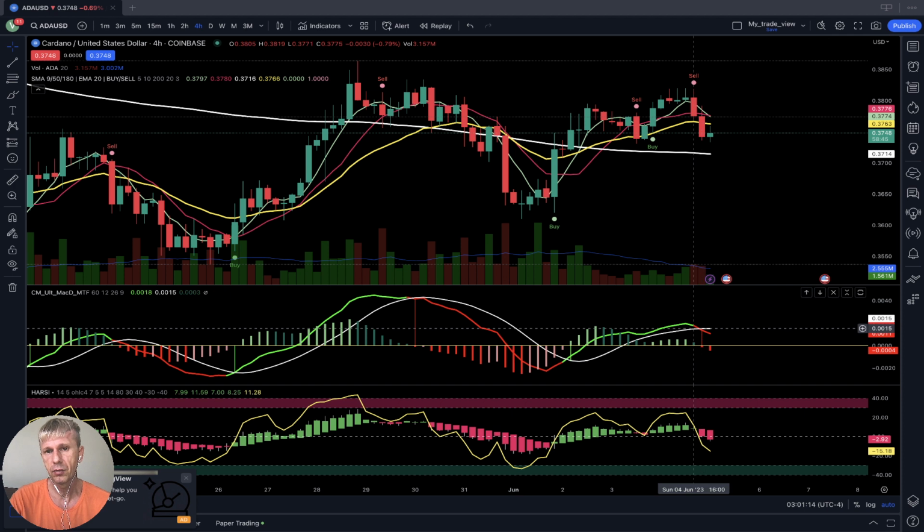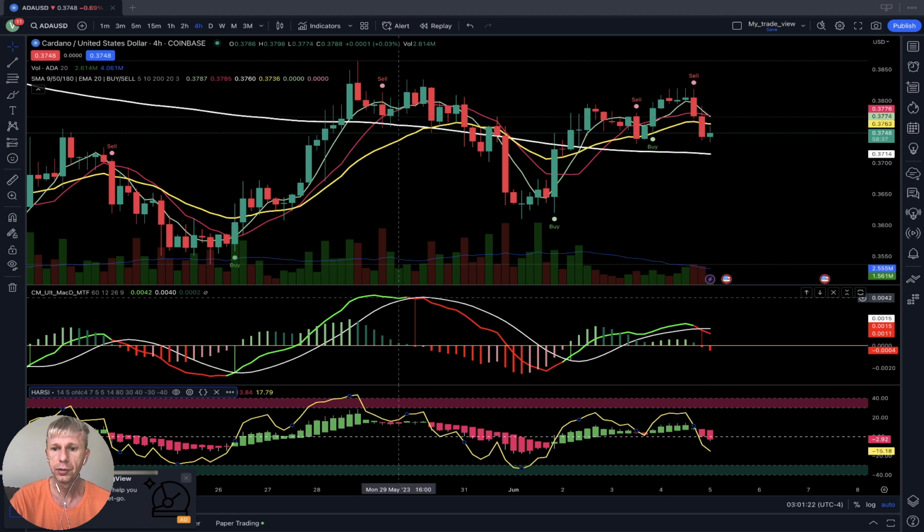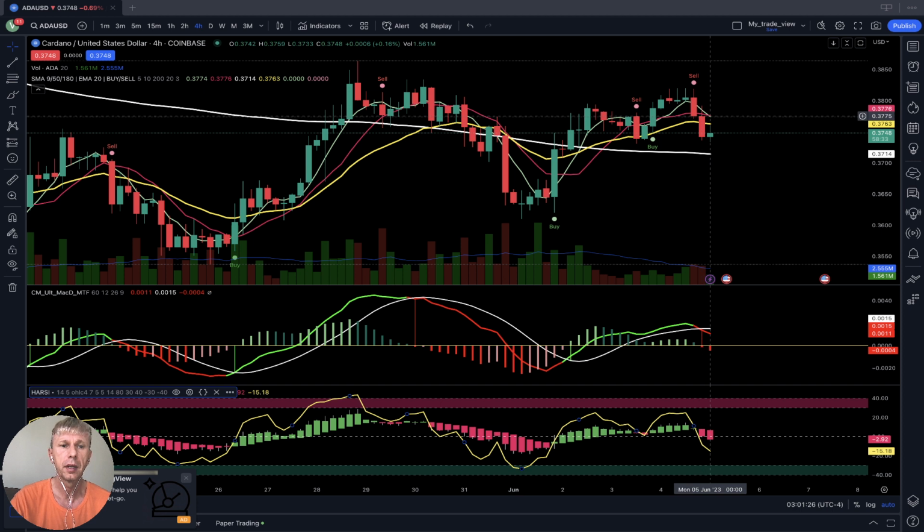MACD red, bearish reversal signal. RSI, bearish reversal crossover over Heikin Ashi red. There was bearish divergence. You see bearish divergence on all indicators. That's why it wants to go bearish. 4 hours time frame, bearish reversal, and let's move to the 1 hour time frame.